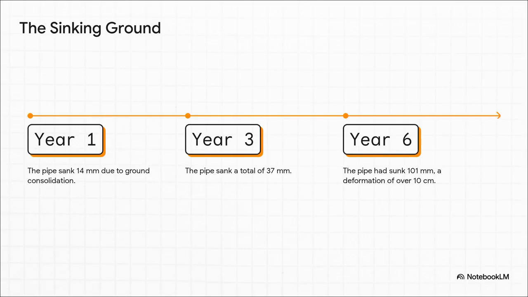3 years in, it was down 37 millimeters. And by year 6, a whopping 101 millimeters. That is almost 4 inches. Just try to imagine bending a solid steel pipe that much. The strain is just enormous.